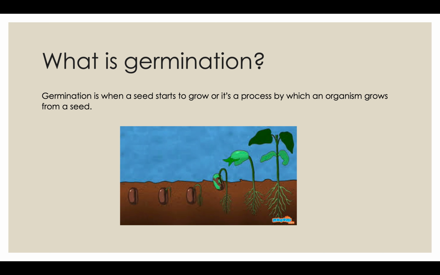So if a seed is given the right conditions, like I mentioned, and the embryo is alive, it will grow. When a seed starts to grow, we say it germinates. This process is called germination. The seed uses its food store to give it the energy to grow. The seed shrivels and becomes small after germination. So let's talk about the different steps of germination.